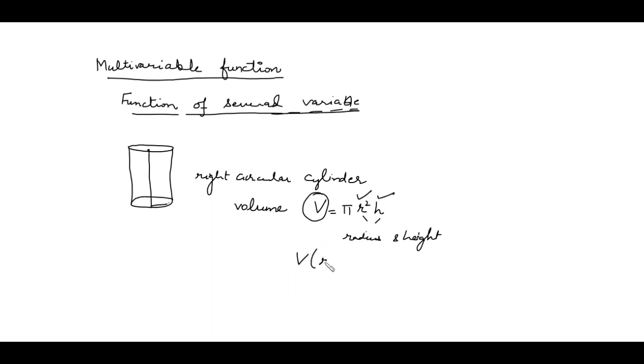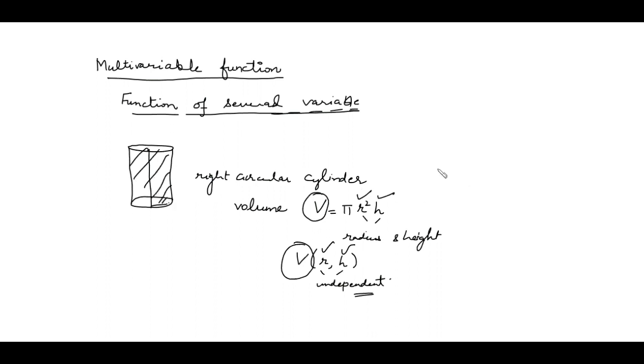So it is a function of two variables r and h, where r and h are independent of each other. But this v depends on r and h. So this v is a function of two variables r and h. If we need to find out the volume of the right circular cylinder, we require two independent variables r and h. We require the values of these two. When we put these values over here, we get the volume of this right circular cylinder.